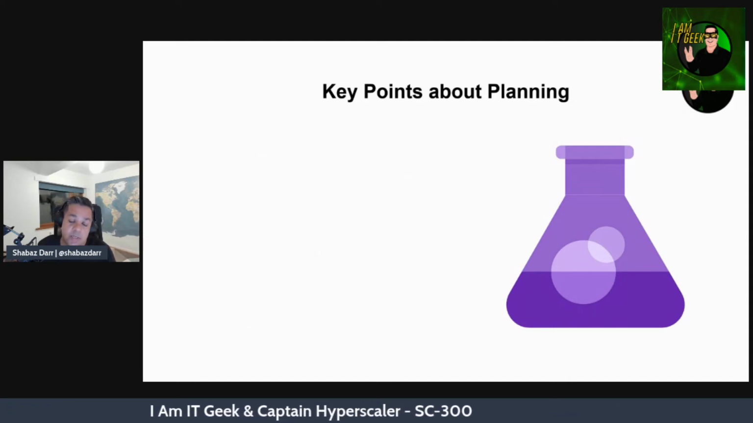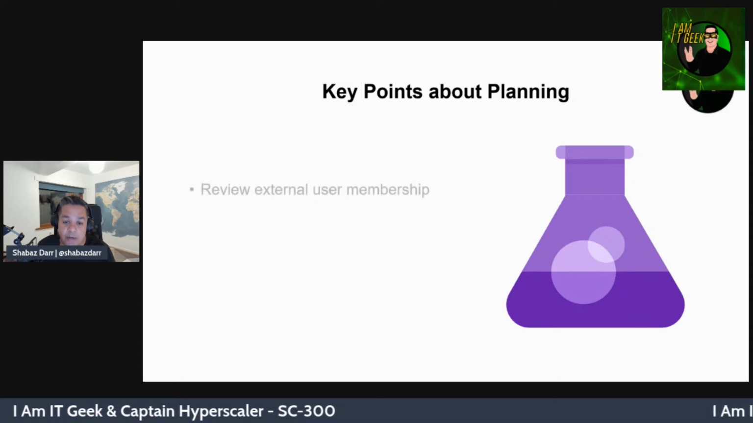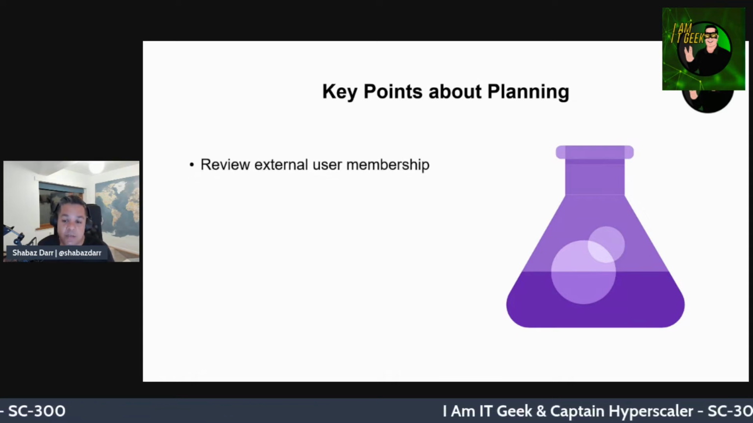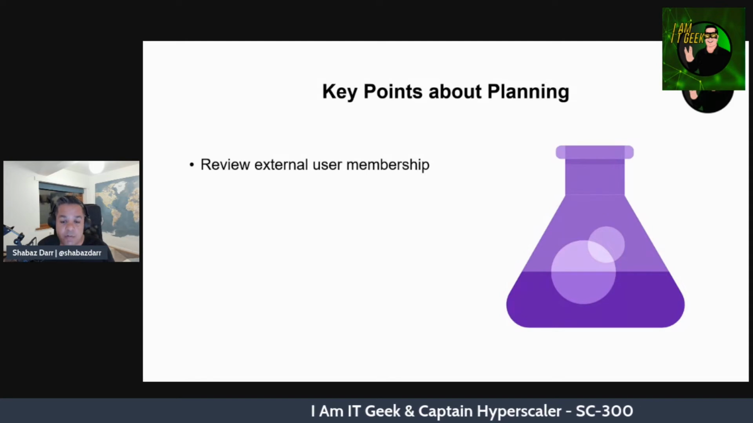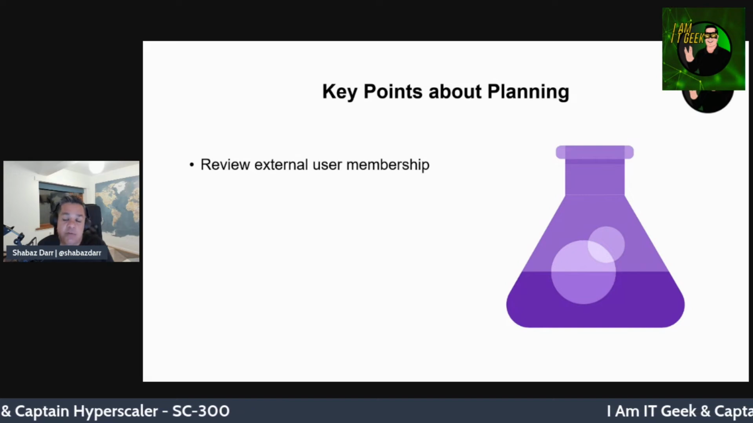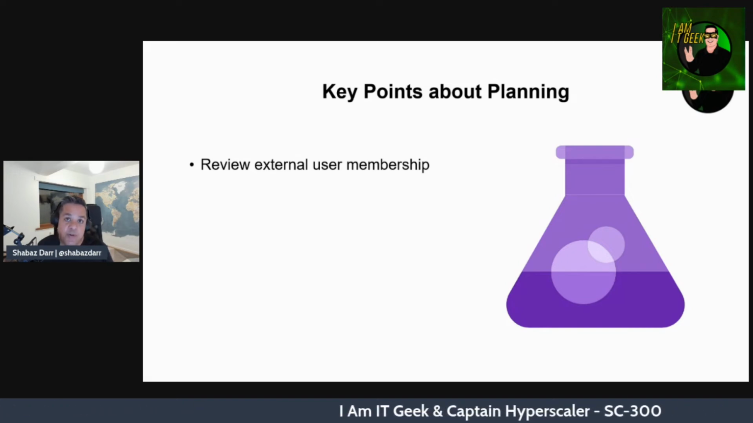Again, still on those key points around planning: to minimize manual work and associated potential errors, consider using dynamic groups. With these you can assign group memberships based on users' attributes. You may want to create one or more dynamic groups for external users. The internal sponsor can act as the reviewer for membership in that group as well.